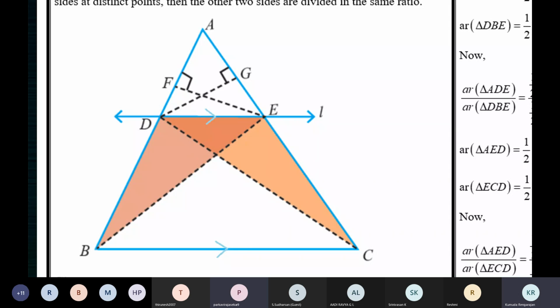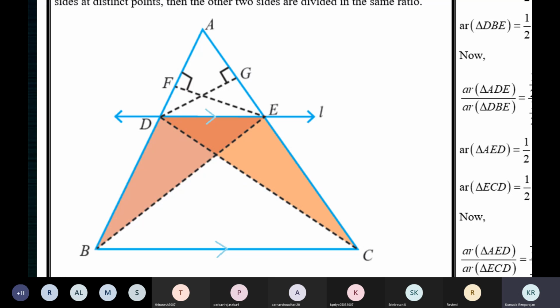Ma'am, triangle ADE, triangle DBE. ADE, DBE. So we have to find the areas of ADE and DBE and find the ratio. Okay, then the other two triangles. AED and ECD. Okay, I didn't get that clearly, but fine. I think you're right. AED and CED.